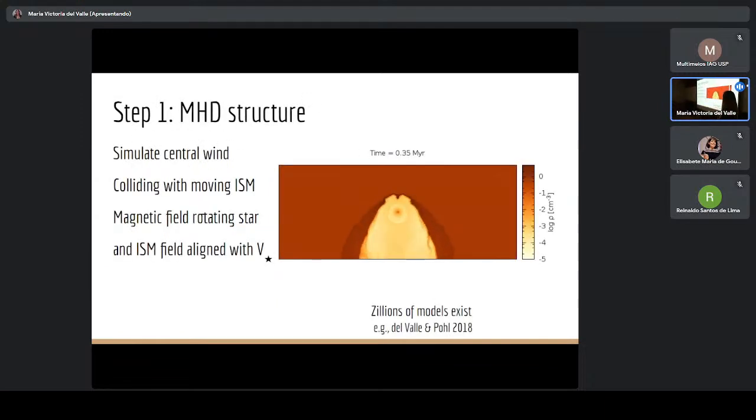So we simulate the wind of the star colliding with the interstellar medium. The wind, as I mentioned before, is of the order of thousands of kilometers per second. The velocity of the stars is of the order of 30 kilometers per second. And in this case, the velocity of the star is aligned with the magnetic field of the interstellar medium. Okay? So there are many models of this interaction that you can see. This is just an example. And one thing is that once we wait some time, the system will reach a steady state. And in that steady state, it is very probable that we will observe these systems in steady state, or at least some kind of steady state. So we will use the solution of this MHD simulation in the steady state. Okay.